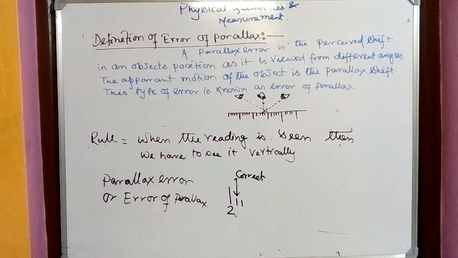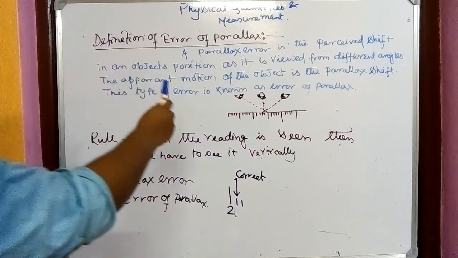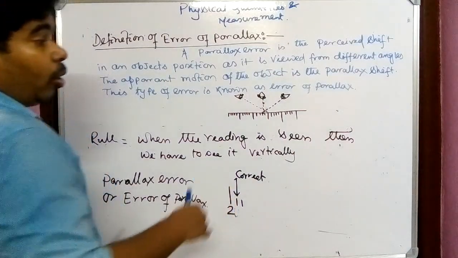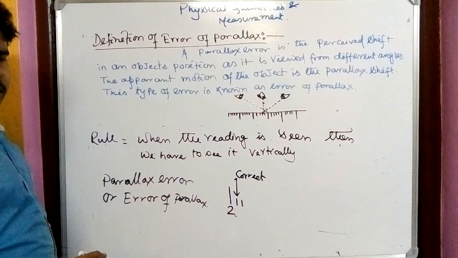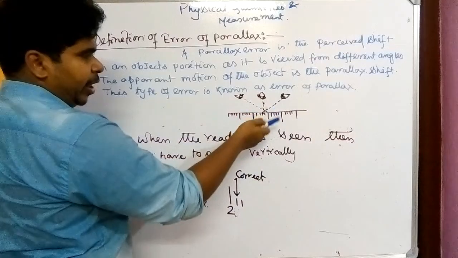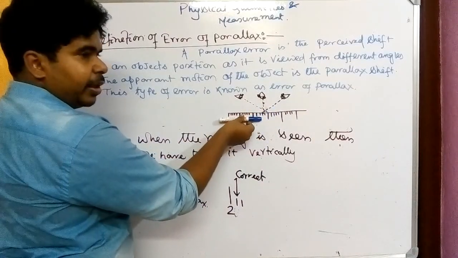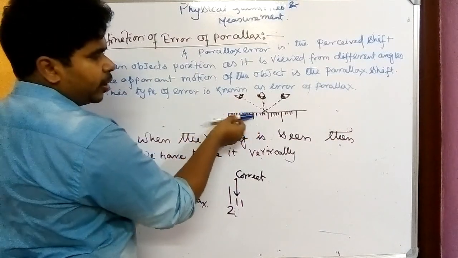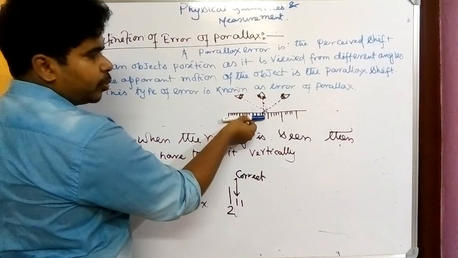We have discussed the error of parallax, and the definition I have written is that a parallax error is the perceived shift in an object's position as it is viewed from different angles. The apparent position of the object is the parallel shift. Apparent position means where the object seems to be shifted. If I keep the object here and see it from the extreme left, this object seems to be shifted here, or from the extreme right it seems to be shifted here, forward or backward, but the exact position is here.